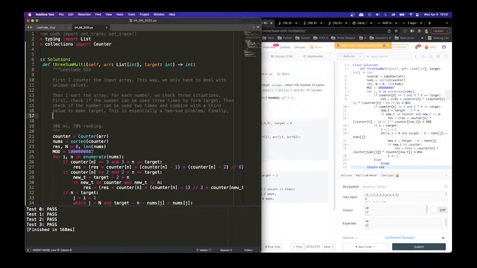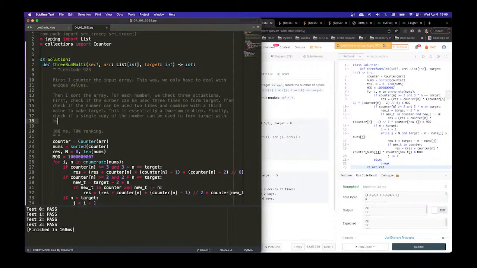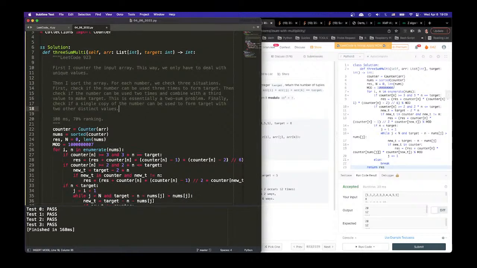Finally, check if the number can be used by itself. If a single copy of the number can be used to form a target with 2 other distinct values. Yeah, that's it.